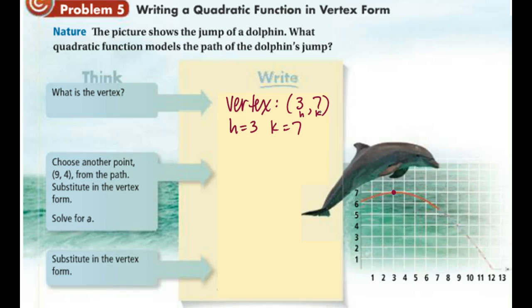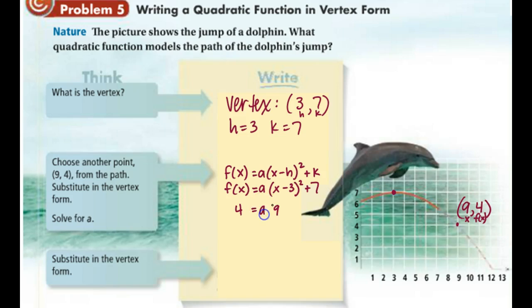Now we want to choose one other point from the curve, and in this case we're choosing the coordinate point 9, 4. And that will help us in the process of writing the equation. So I wrote down the vertex form that we've been using in this lesson, and I also substituted in the values of h and k that we just found. The other coordinate that we're using, 9, 4, I wrote on the graph, and I also labeled it x, f of x. So what we're about to do is substitute in the 9 for the x and the 4 for the f of x. Remember, f of x is just another way to say y.